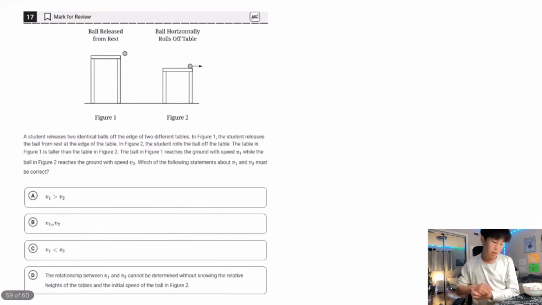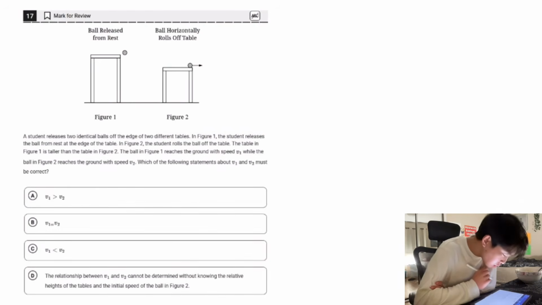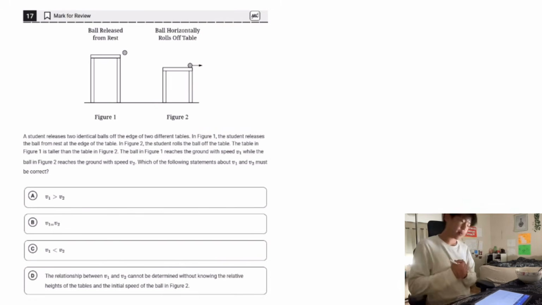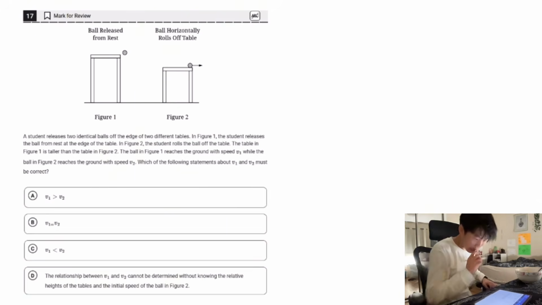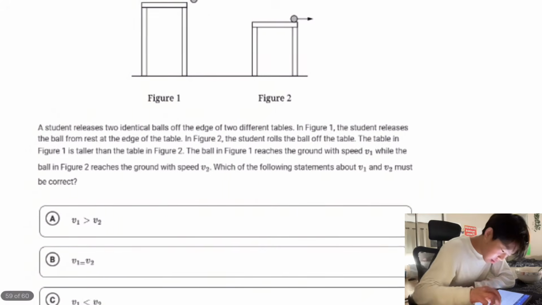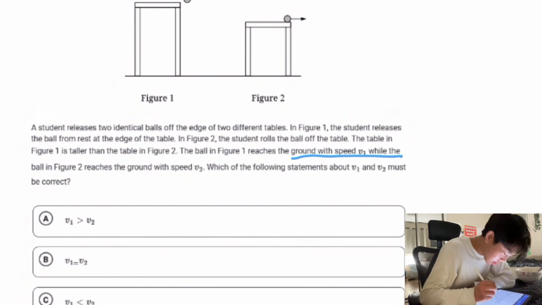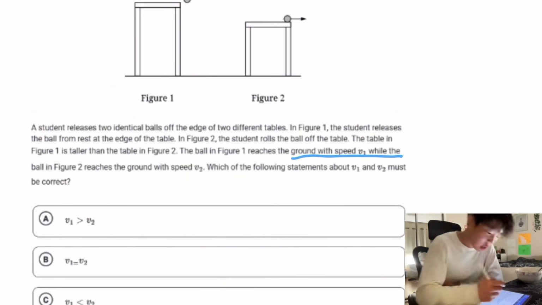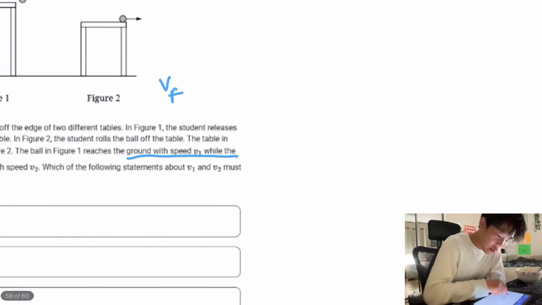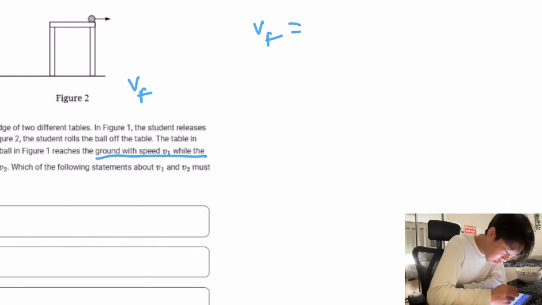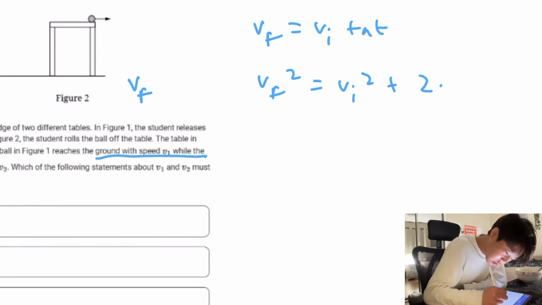Next question. For these last two questions, this one really isn't that hard. If you think about it, it is kind of confusing, but just go ahead and try to solve it. Basically it's asking for the ground speed with its speed v. Dude, this is literally just asking for final velocity. How do we find final velocity? Well, there's two equations. We can use VF equals VI plus AT, and VF squared equals VI squared plus 2AD.